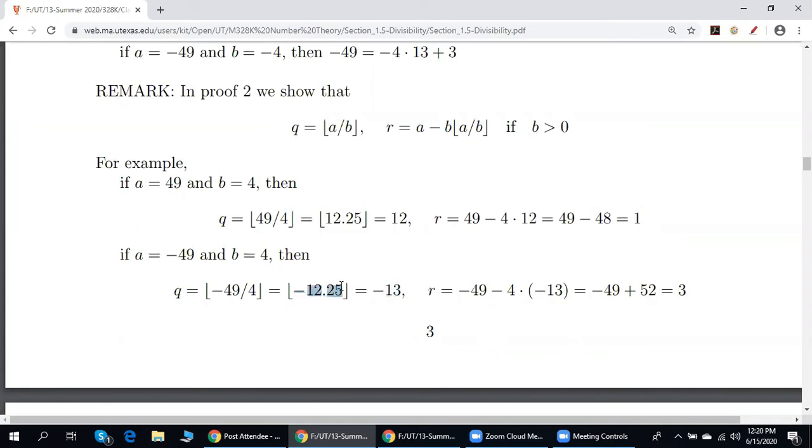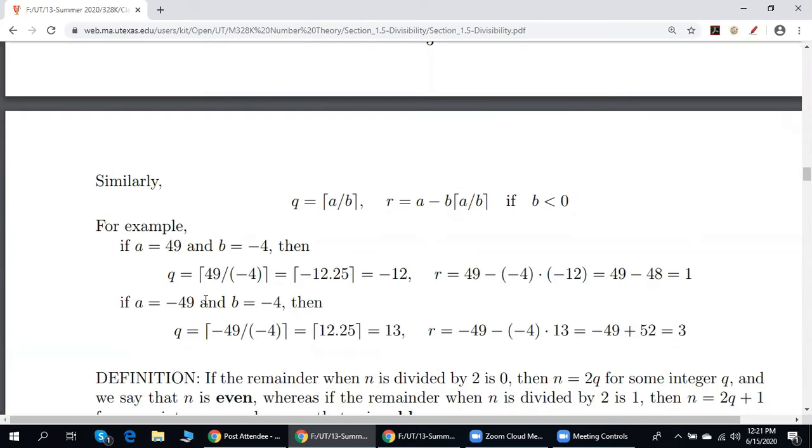And now we plug in negative 13 here. Negative 4 times negative 13 is positive 52. Negative 49 plus 52 is 3. So now quotient is negative 13, remainder is 3.